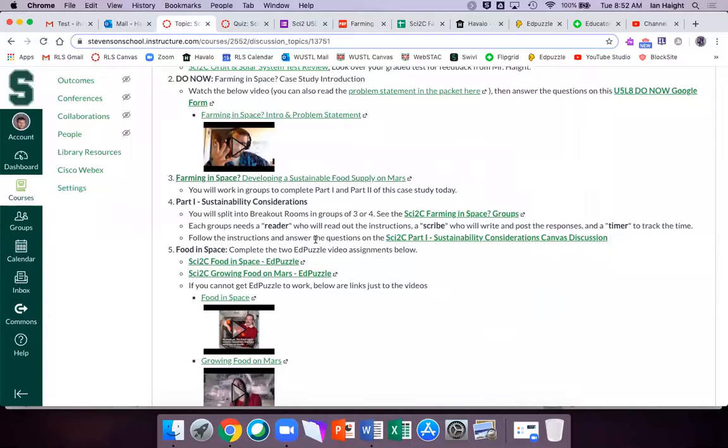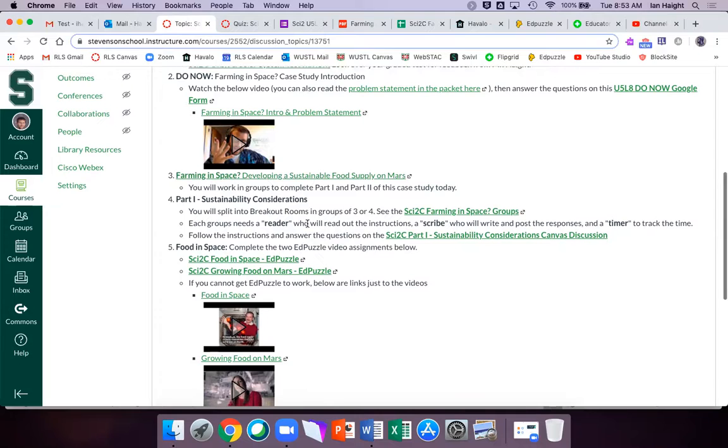But kind of like the way we used to do Pogles, you're going to have a scribe who is going to be the one typing responses. You're going to have a reader who is going to be reading the questions out loud for the rest of the group through Zoom. And you're going to have a timer, someone who's going to keep track of the time as we work through these tasks.